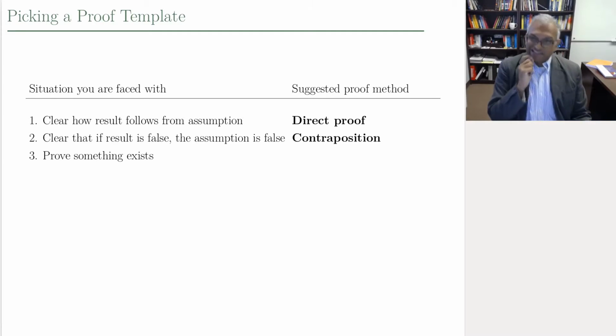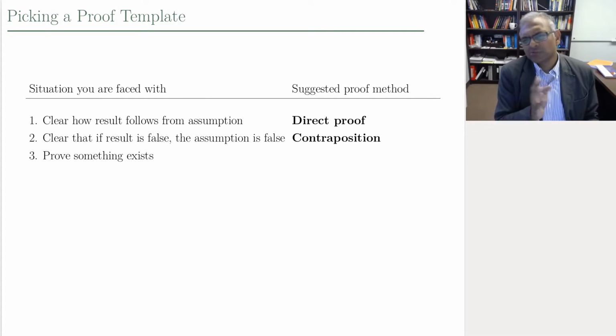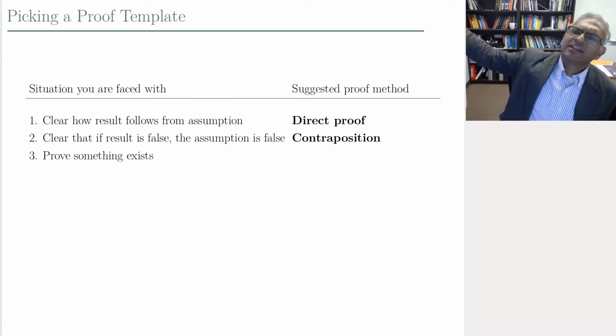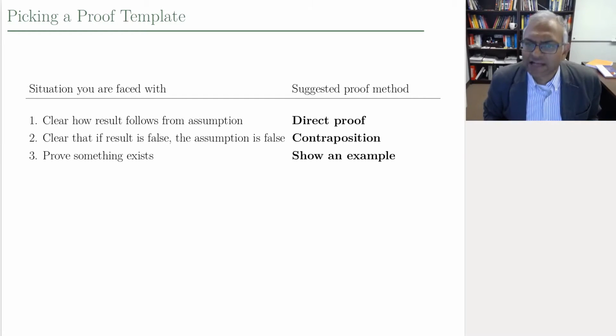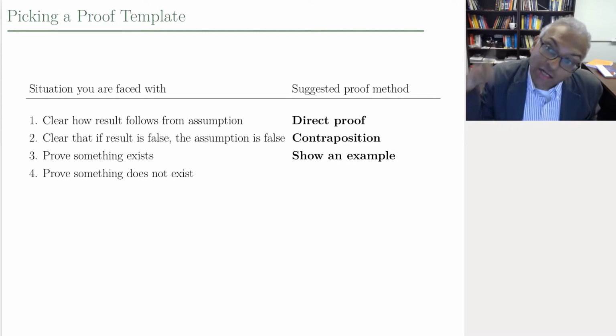Now, here's another situation. You want to prove that something exists. That's usually relatively easy. Prove that a unicorn exists. Go and find a unicorn and bring it to me. So, show an example. You want to prove that something exists? Show an example.